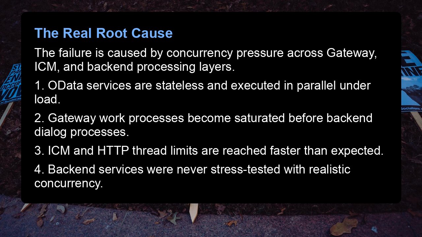The real root cause. The failure is caused by concurrency pressure across gateway, ICM, and backend processing layers. 1. OData services are stateless and executed in parallel under load. 2. Gateway work processes become saturated before backend dialog processes. 3. ICM and HTTP thread limits are reached faster than expected. 4. Backend services were never stress-tested with realistic concurrency.